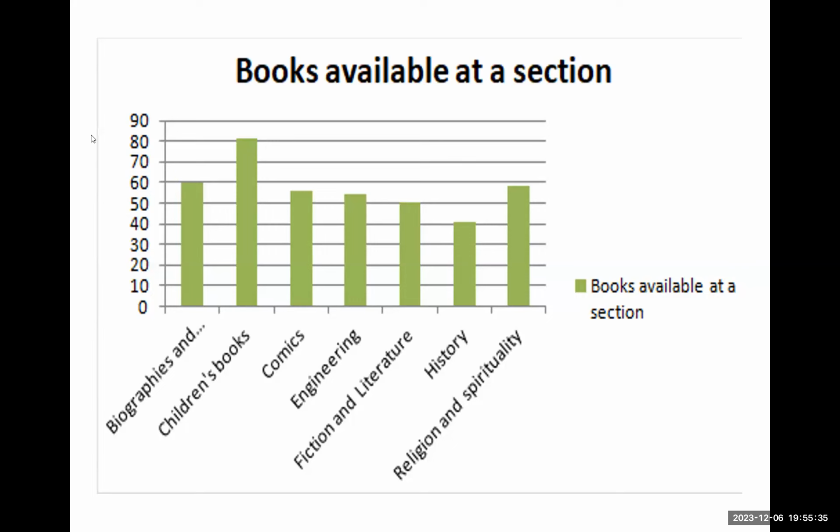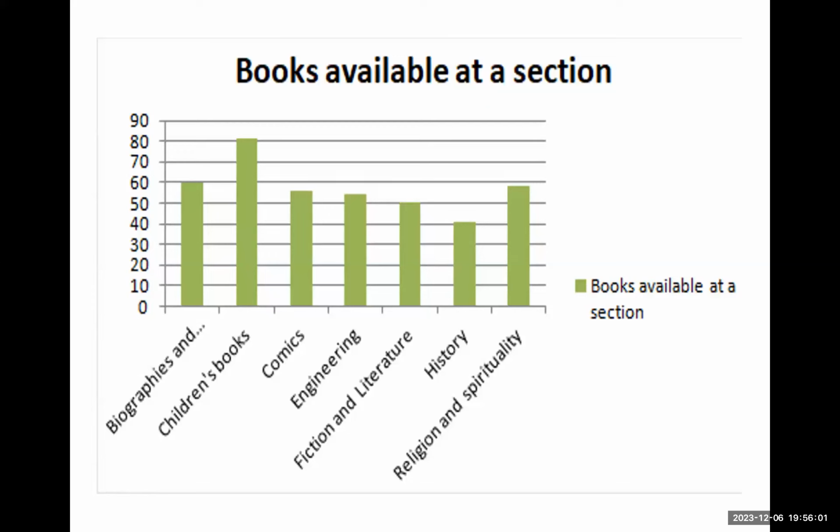Please, so basically this graph shows us a chart of the books available at a section. For the first part, looking at the graph over there, you can see that the children's books have the highest number, around 80. And then we also looked at the lowest being the history books available at the section.